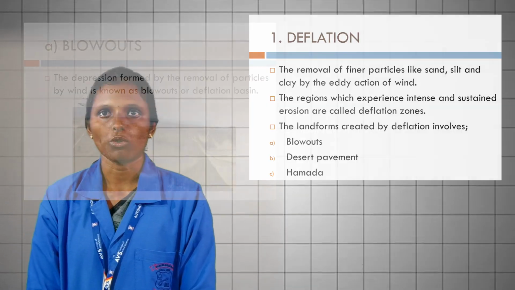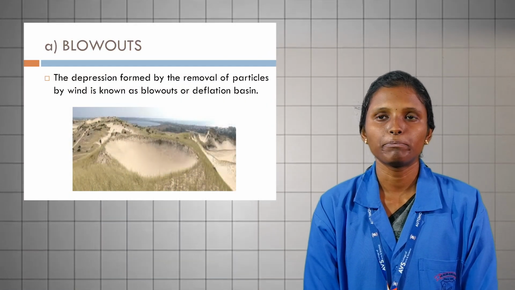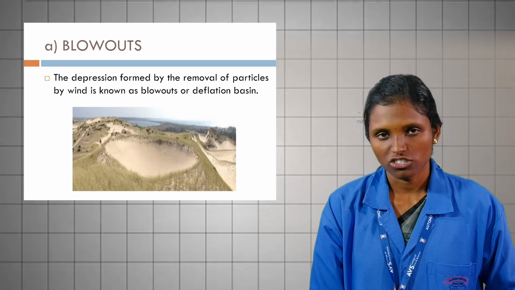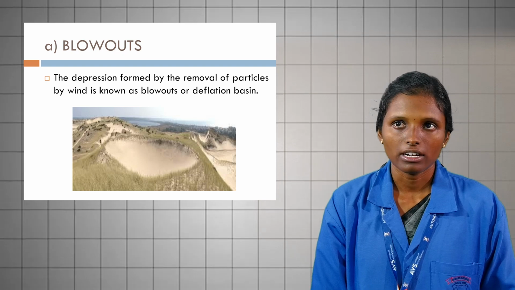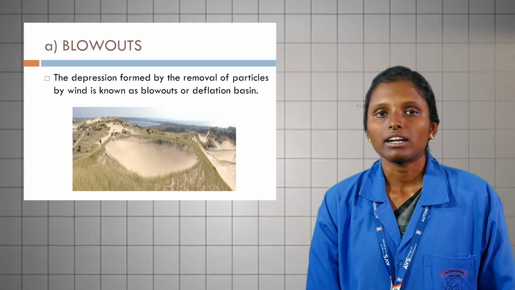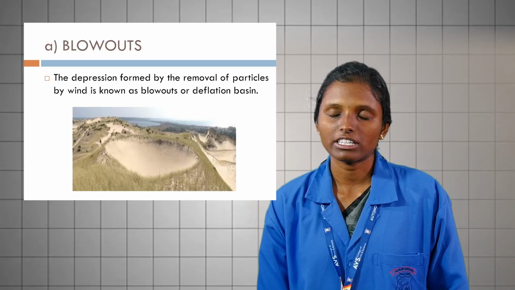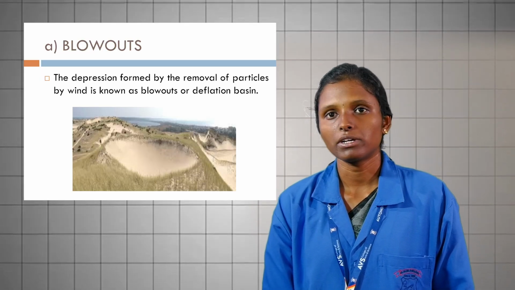The first one is blowouts. Blowouts are nothing but depressions formed by the removal of particles. They are formed by the action of wind. They are also called deflation basins. At times the deflation goes down and down, reaching the water table, and it forms an oasis.